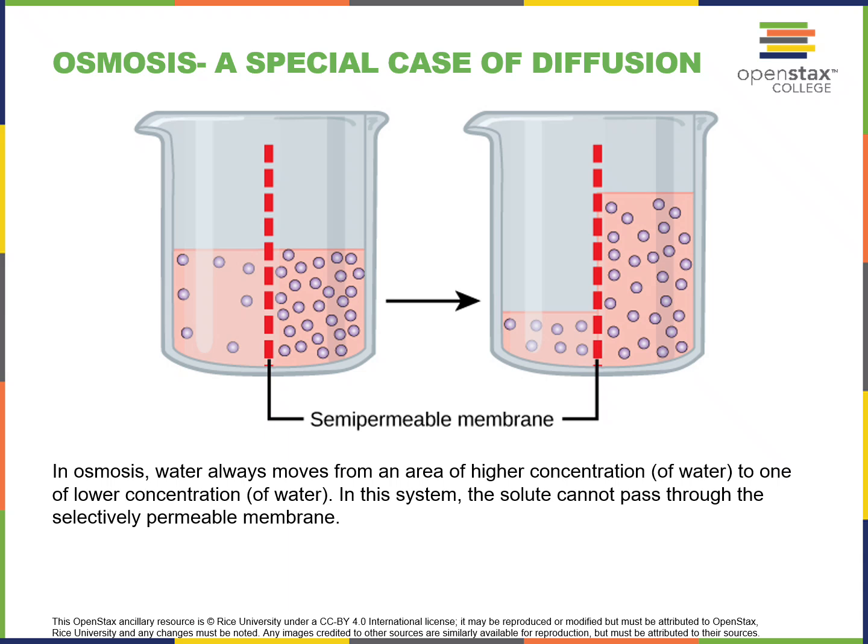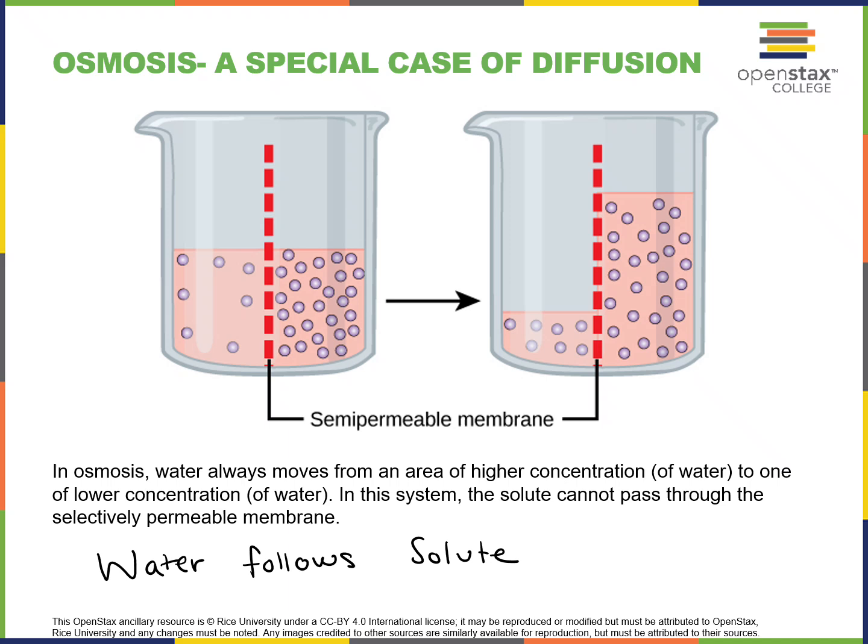Osmosis is just the specific diffusion of water. That's all. Water will always move. Water, remember this, water follows solute. The water will always move from an area of low concentration to an area of high concentration to maintain that kind of balance.